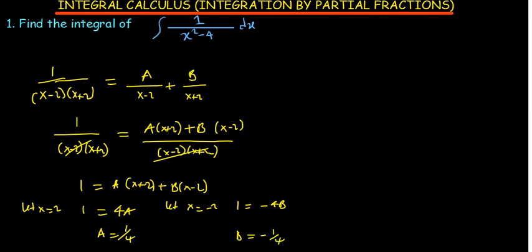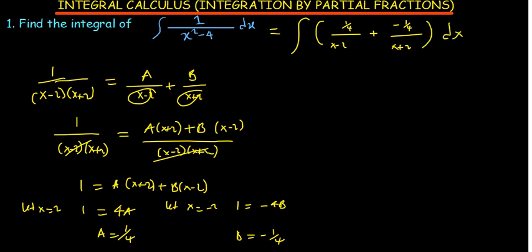So that is it. Therefore this is the same as the integral of, where there is A, we'll put 1 over 4, divided by x minus 2, plus where there is B, we are putting negative 1 over 4 divided by x plus 2. Then we're going to put dx at the end.